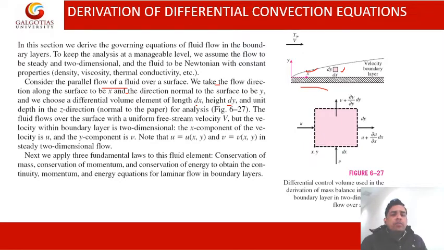The fluid flows over the surface with a uniform stream velocity V, but the velocity within the boundary layer is two-dimensional, where the x component of velocity is u and the y component of the velocity is v. So we notice from this figure that u depends upon x and y. Similarly, v also depends upon x and y, in a steady two-dimensional flow.